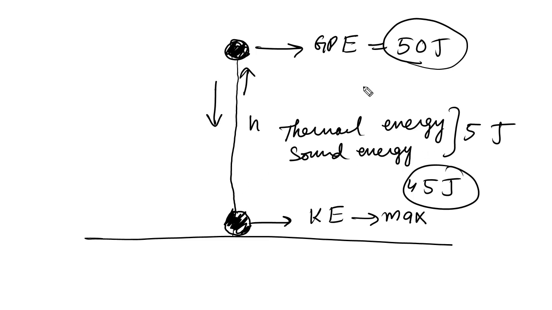So that thermal energy or the sound energy is of no use to us, so we will consider that thermal and sound energy as the wasted energy. So whenever energy is converted from one form to another in real life, there will always be some wasted energy, and in most cases the wasted energy is in the form of thermal energy and sound energy. All right, now what are the ways in which we can reduce that wasted energy from the system?